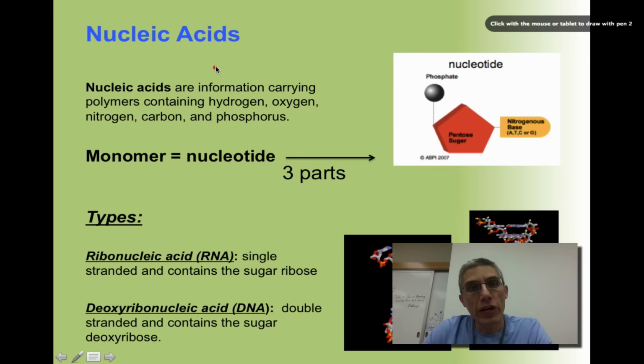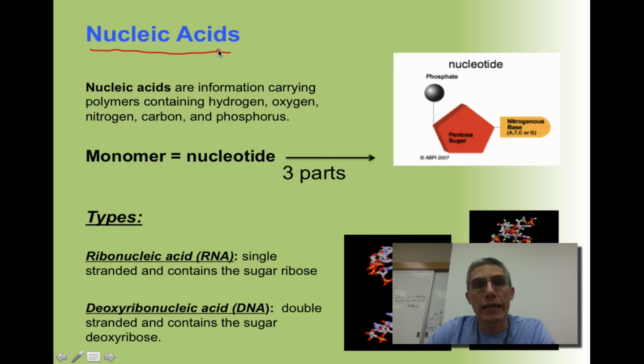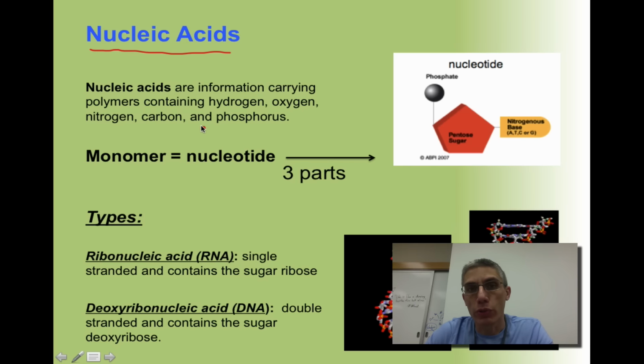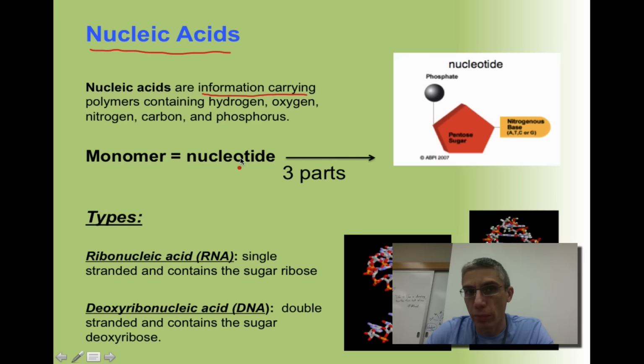Now, the third type of macromolecule is the macromolecule called the nucleic acid. And nucleic acids are super important to us because they carry the information that we find within our cells. In other words, that DNA and that RNA, which is an information-carrying molecule, is called a nucleic acid.